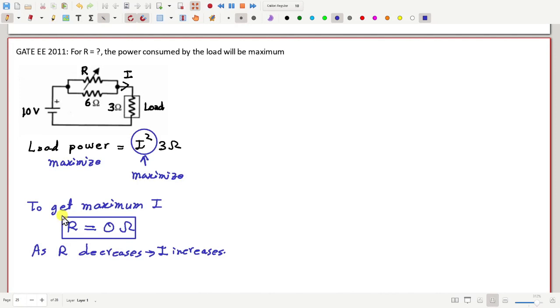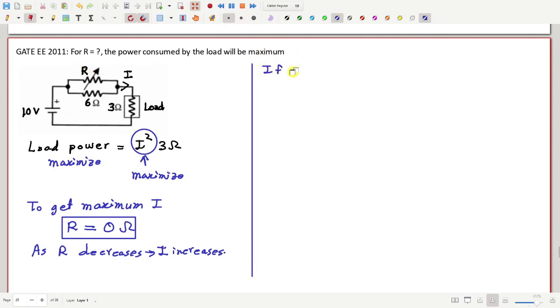Sir, I had a doubt. Yes, please. You said R decreases and I increases. But if I keep R as 3 ohm, then the net resistance would be 5 ohm and the I would be 2 ampere. While if I keep R at 0, then the net resistance will be 9 ohm and the current will be 10 by 9. Actually, it is parallel, so the lesser the resistance R, the lesser will be the current.